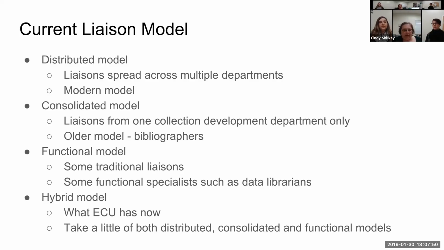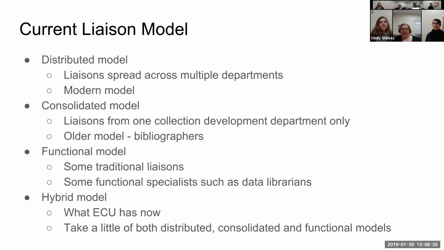A third model, and this is much newer, it's just the last few years becoming popular, is the functional model. And this involves having some traditional liaisons, and they can be from anywhere in the library, and also some functional specialists. And by functional specialists, I mean people who do a specific function as part of their job. For example, a data librarian or a copyright officer.